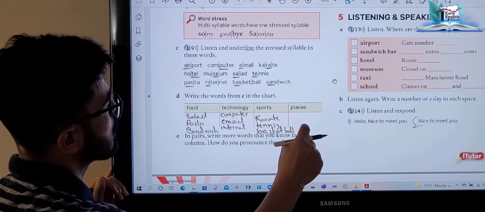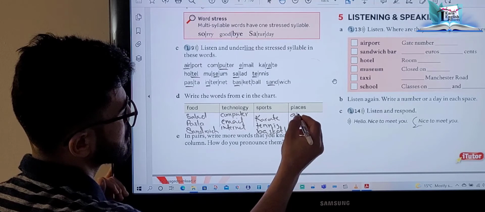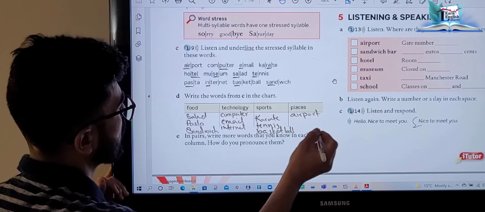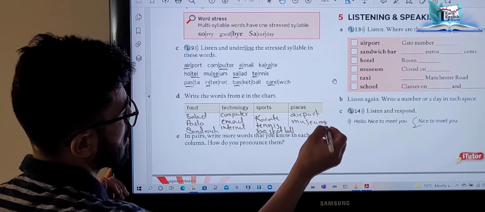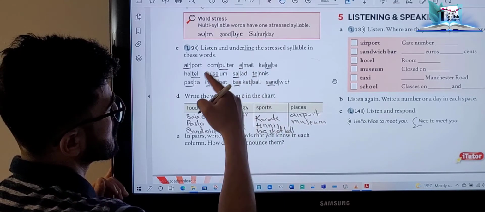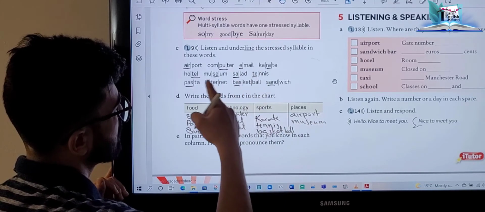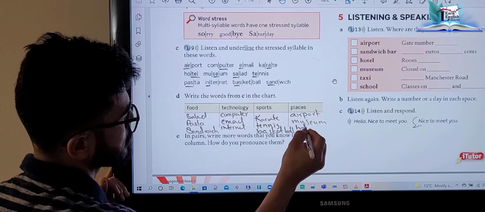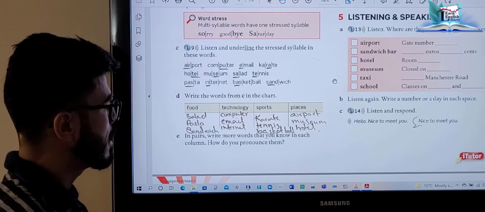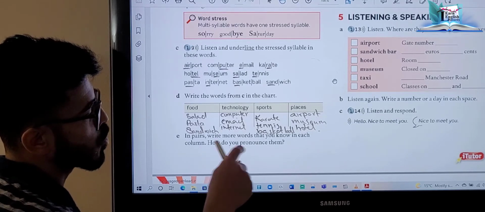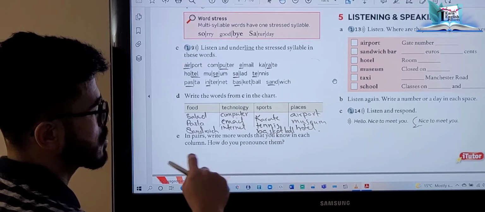Okay. So place, like airport is a place, right? Museum is a place, and maybe hotel, yeah. Hotel is a place. Okay. E, in pairs, write more words that you know in each column.